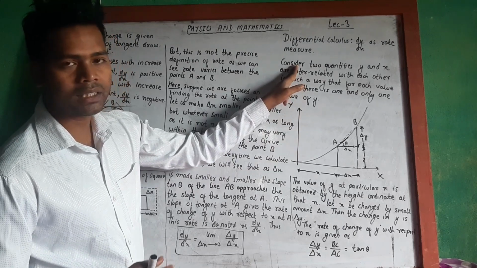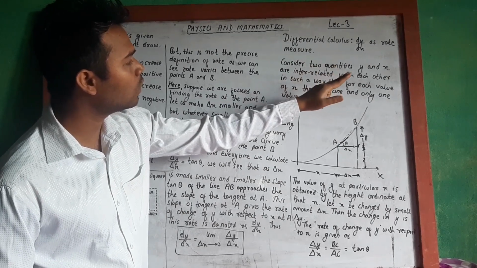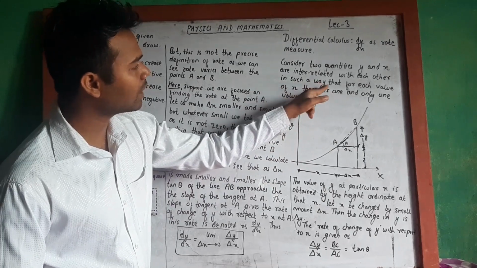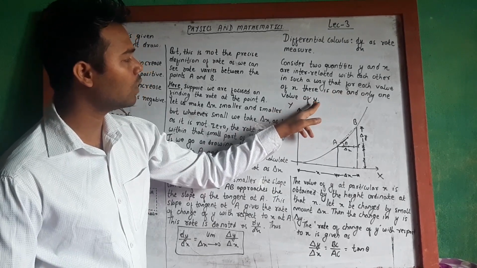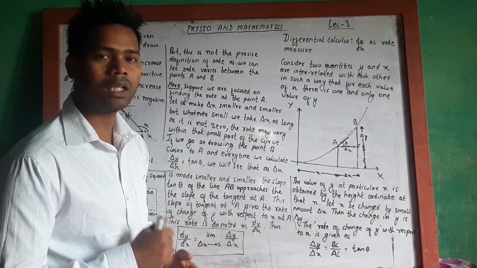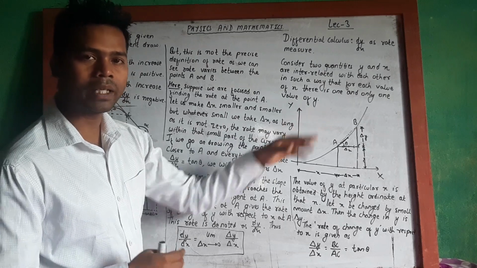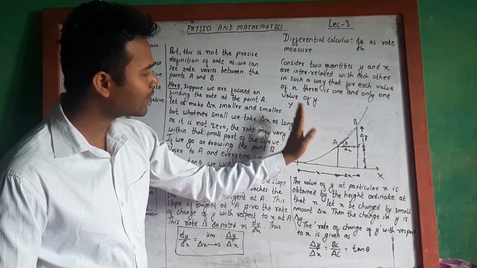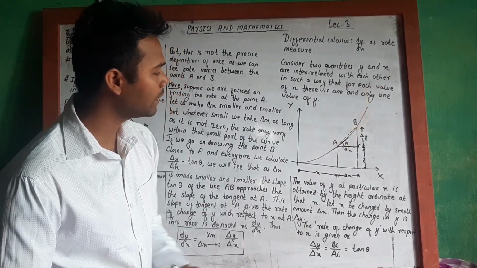Consider there are two quantities y and x, and let the two quantities be interrelated with each other in such a way that for each value of x there is one and only one value of y. This is the condition for being a function. Now there is an xy plane and there is one curve in this xy plane.